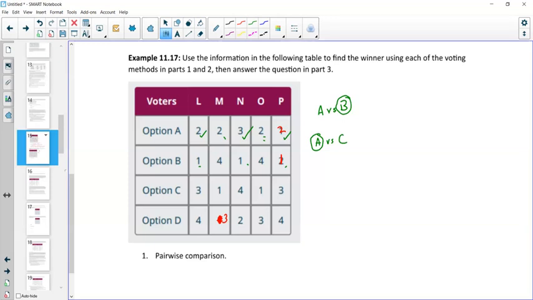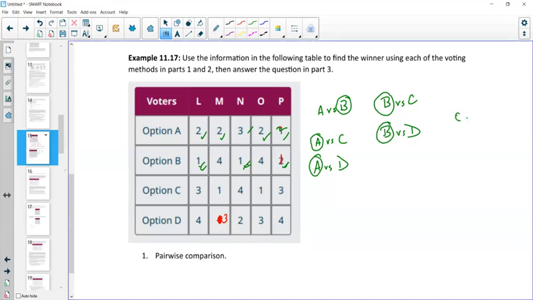So A head-to-head with C wins. And then A versus D. A is preferred here, and here, and here, and here. So A wins. Now let's look at B versus C. B is preferred here, and here, and here. So B beats C. And B versus D. B is preferred here, here, and here.